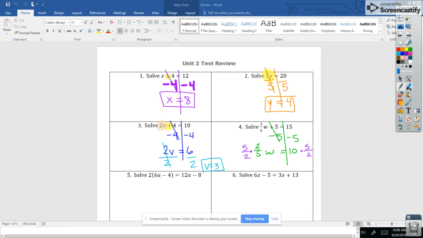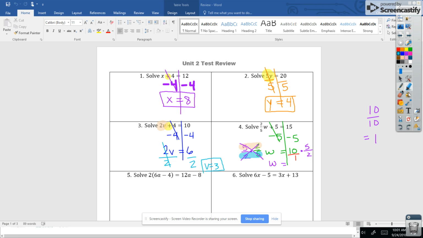So why does that happen? Let's look at our numerator. 5 times 2 gives me 10. And 2 times 5 also gives me 10. 10 divided by 10 gives me 1. So these 5 cancel, these 2 cancel, and I'm just left with w. That's what I want. I want the variable alone. I want it isolated. Now 10, we all know, is really just 10 over 1.